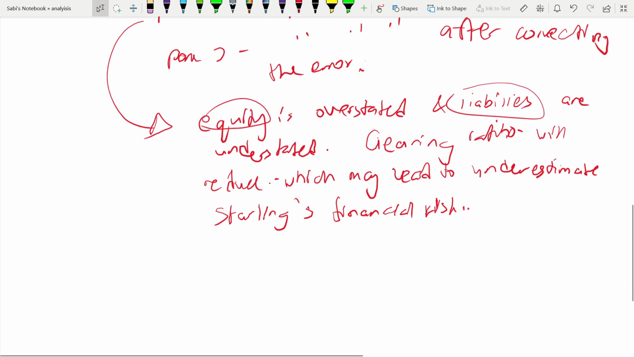Do you understand? Coming to para 3. What happens is the other way around. Now liability will be high. But remember, before going to liability, let's see equity. Now you will reduce the equity. So once you reduce the equity, what happens?